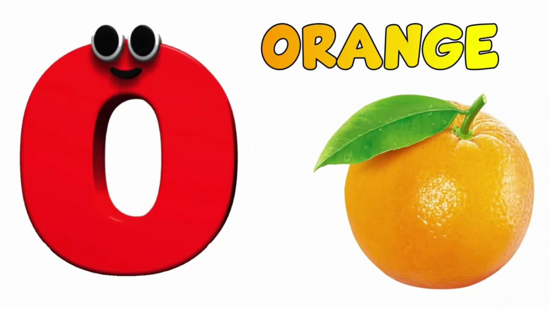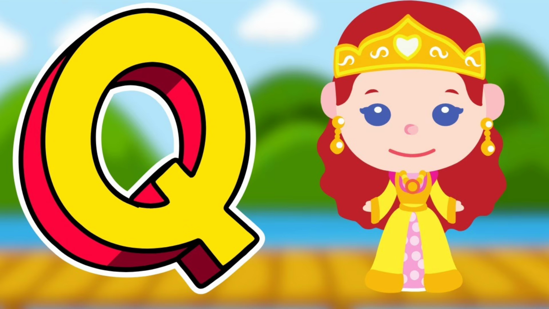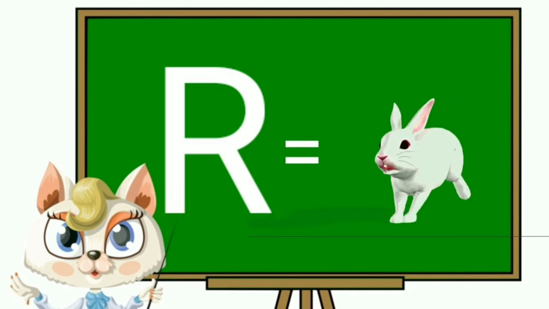O for orange. Say O for orange. P for pig. Say P for pig. Q for queen. Say Q for queen. R for rabbit. Say rabbit. R for rabbit.